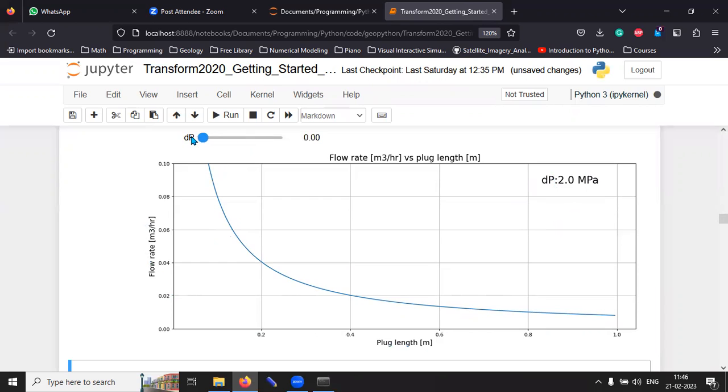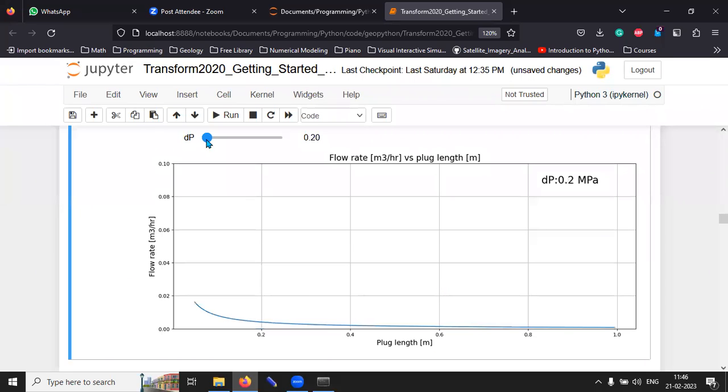Now, if I make dP equal to 0 megapascals, obviously the plot vanishes, because if there is no pressure difference, nothing is happening, no flow is happening. Now, if I gradually change this value, you can see immediately the graph gets updated, where you can see what is the flow rate at these different distances in the plug length.